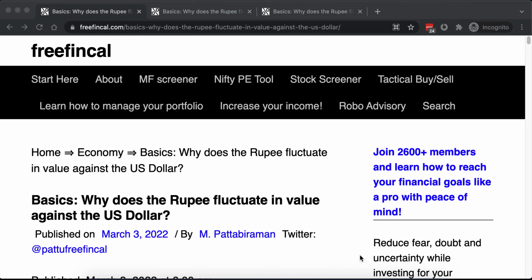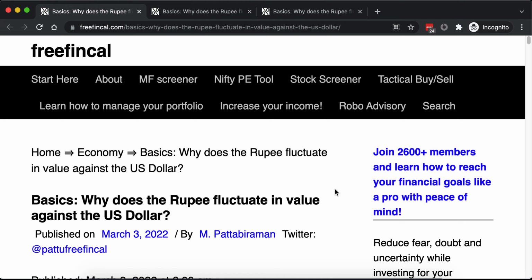Today let's talk about a basic question. Why does the rupee fluctuate in value against the US dollar? Now, the forex market should be thought of as similar to the equity market, the bond market, the oil market, the commodity market, etc. So just like in the equity market, there's a lot of speculation. There's also a similar amount of speculation in the forex market as well.